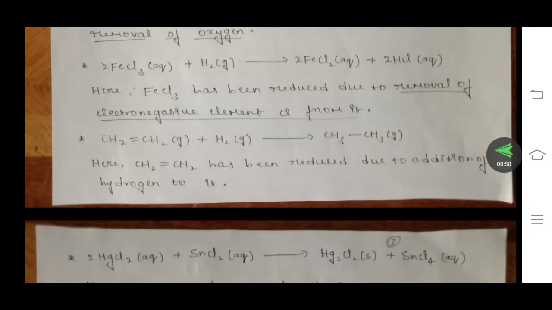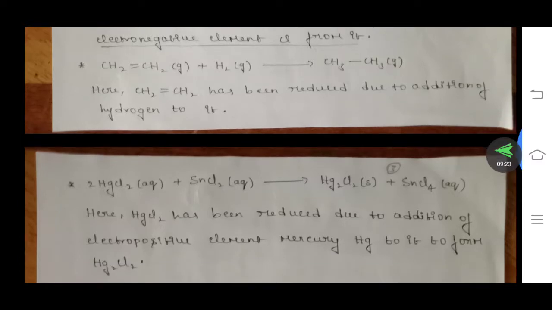The double bond is converting into single bond, so CH2 is present, right? So that CH2 converted into CH3. Next, double bond converted into single bond, and that CH2 converted into CH3. So ethene converted into ethane. Here CH2 double bond CH2 has been reduced due to addition of hydrogen to it. So addition of hydrogen is reduction. So this is one more example for reduction.